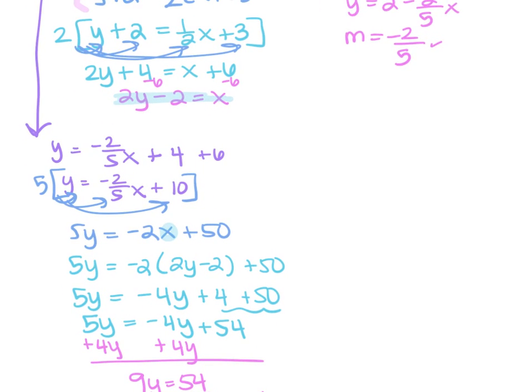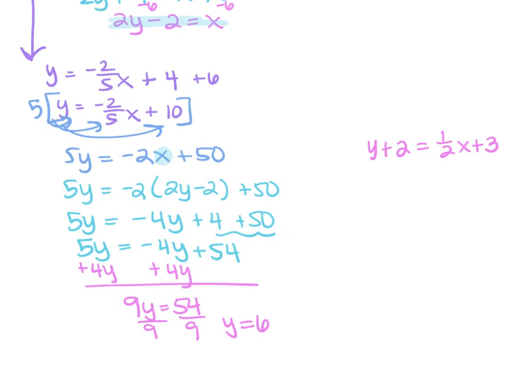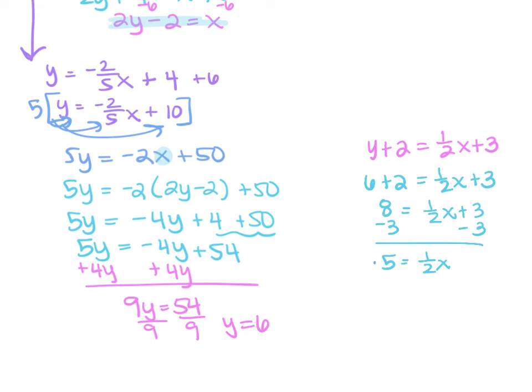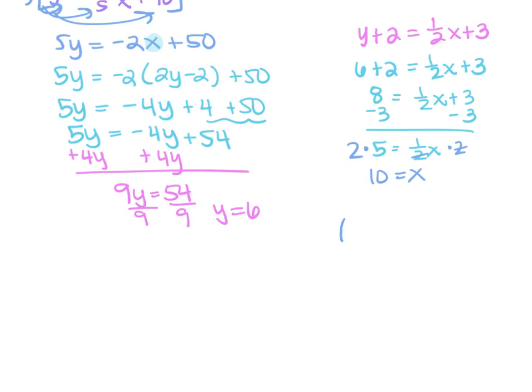Now we'll plug back into, let's say, the second equation. y + 2 is equal to 1/2 x + 3. Well, I just solved that y is equal to 6, so 6 + 2 is equal to 1/2 x + 3. 8 is equal to 1/2 x + 3. Subtracting 3 from both sides, 5 is equal to 1/2 x. To get rid of that fraction, multiply both sides by 2. That cancels the 2 in the denominator. x is equal to 10. Okay, so x = 10, y = 6. The point of intersection of those two lines is (10, 6).